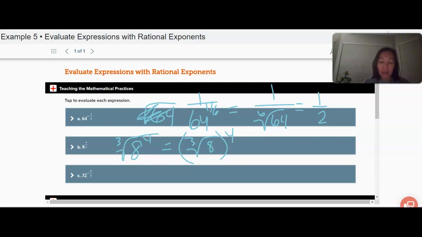So the cube root of 8, so the 4 can go here, or it can be outside of the exponent, or outside of the radical. So the cube root of 8 is 2, and then 2 to the 4th power is 16. So that'll be easier than doing 8 to the 4th and then taking the cube root of that. You'll get the same result. This way is just a little bit easier to evaluate.